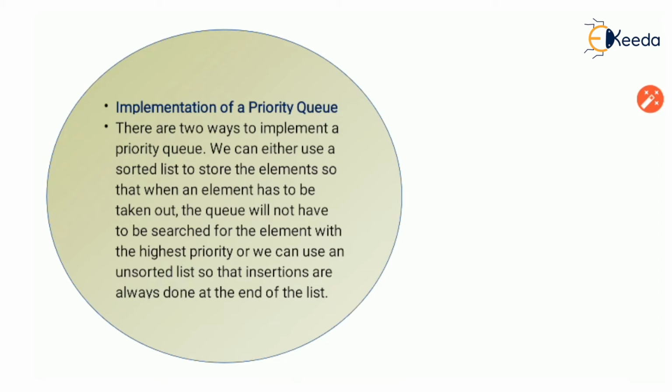So the queue will not have to be searched for the element with the highest priority. Or we can use an unsorted list, so that insertions are always done at the end of the list. So insertion is always put at the end of the priority queue. So this is a quick review of a priority queue.